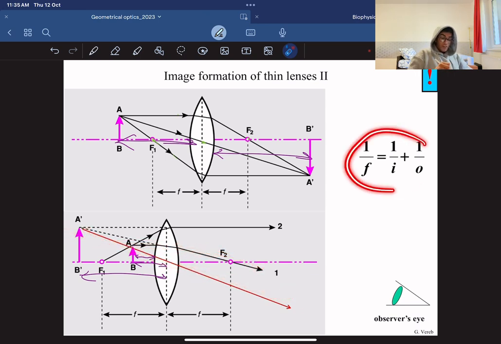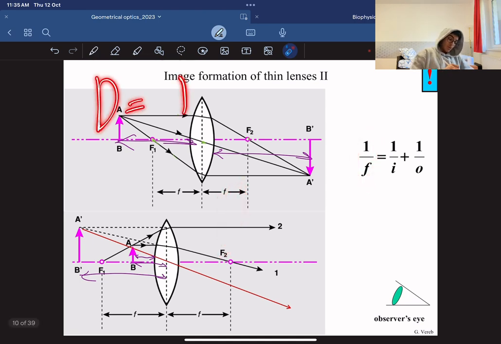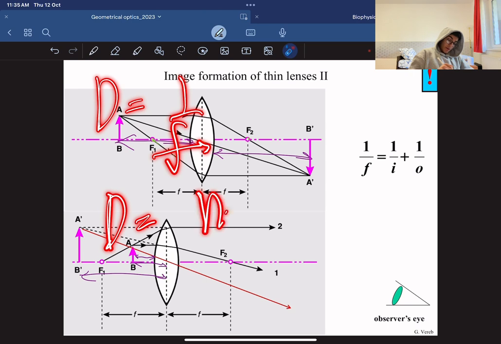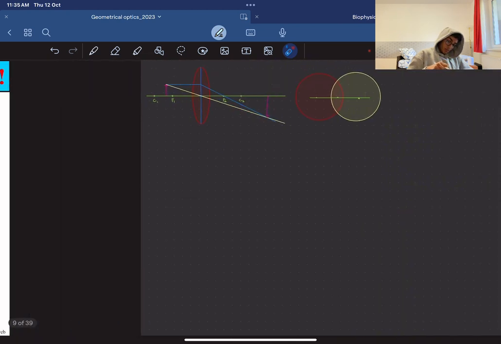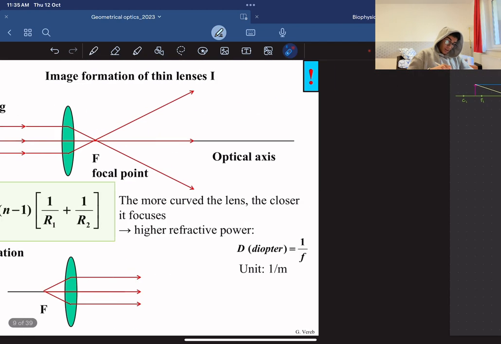There's this formula over here as well, also referring to D. So D has many formulas. D is equal to 1 by f, the most simple formula. Then D is also equal to (n minus 1) times (1 by R1 plus 1 by R2). Plus or minus? Plus only.